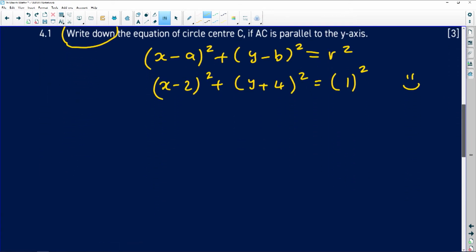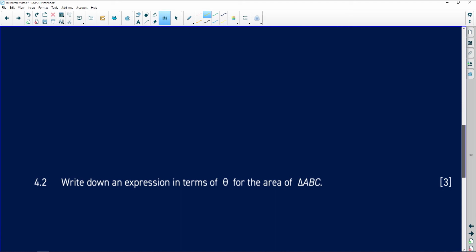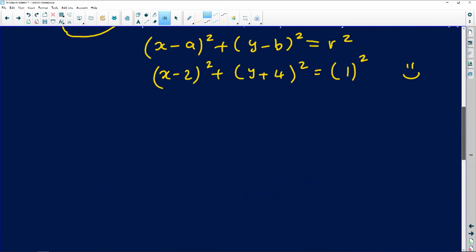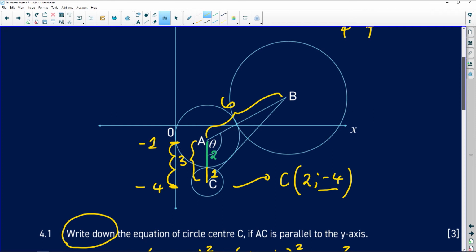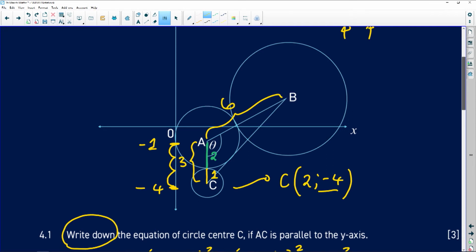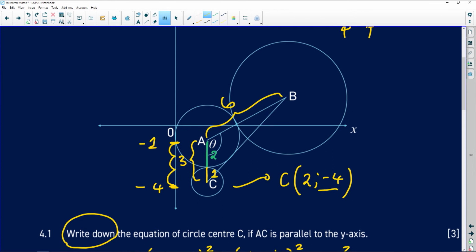Okay, cool. Now I'm going to go to the follow-up question that says, write down the expression in terms of theta for the area of triangle ABC. Okay, triangle ABC. Let's go and check it out. All right. Area of triangle ABC. There's A, there's point B, there's point C. What do we know so far? Well, I think you guys must know by now that there are two ways of working out the area of a triangle, right?